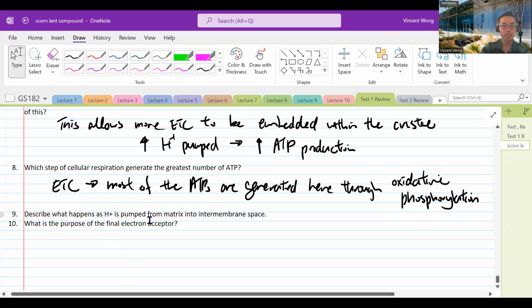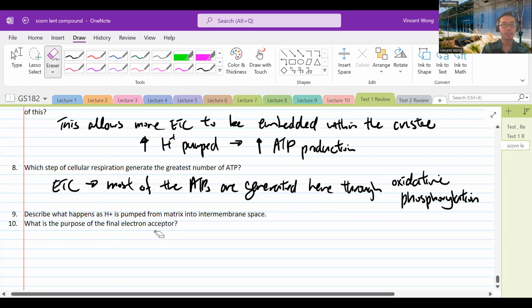Describe what happens as H plus is pumped from matrix into the intermembrane space. We talked about this already, right? You generate a gradient of H plus in the intermembrane space. They cannot come back in, so they have to go through the ATPase, which creates the ATP.